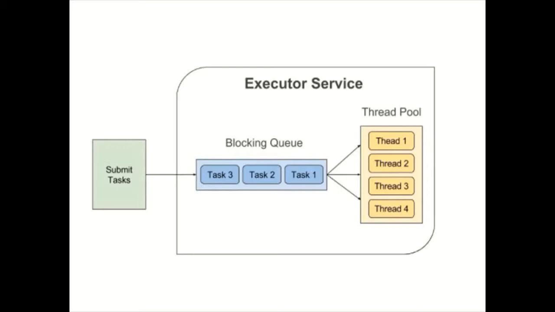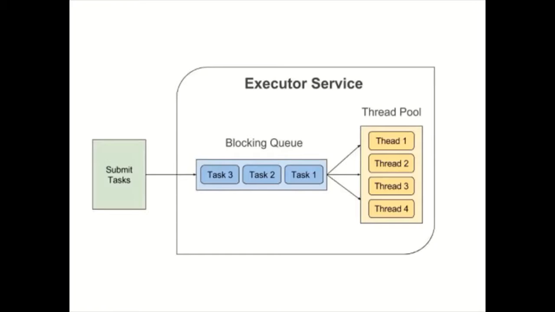So let's take an example. Let's say we have a thread pool of 4 in our executor service, and we have submitted 3 tasks using the executor.submit method. So we will have 3 tasks in the blocking queue, and we have 4 threads which can process these tasks in parallel. Thread 1 will pick task 1, thread 2 will pick task 2, and thread 3 will pick up task 3, and all the tasks will be executed in parallel.